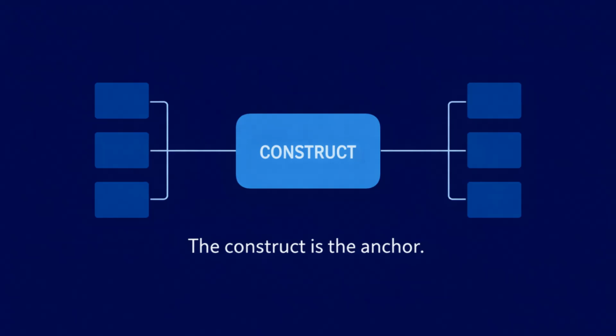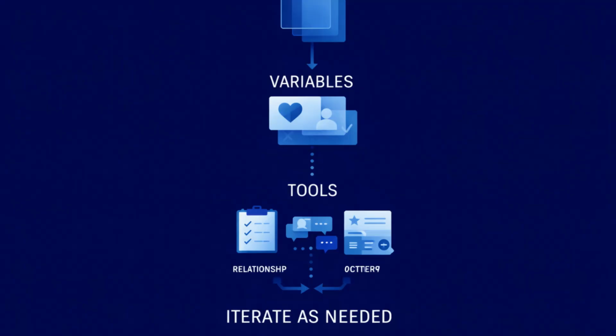A useful way to keep yourself aligned is to be able to say the full chain clearly. In this study, this construct is defined as this, based on this literature. It includes these components. It will be represented by these variables. Those variables will be measured using these tools. If you cannot say that chain clearly, the variables are not ready yet.